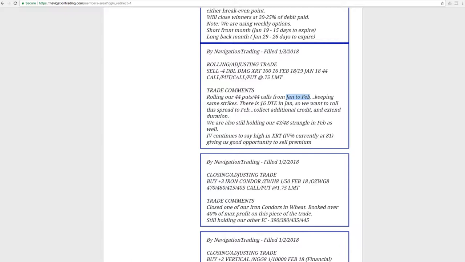With 16 days left to expiration in January, remember on these uncovered options like strangles and straddles, once we get under that 21 days to expiration, the risk or the gamma really starts to accelerate. So we want to lower that risk by rolling out to the next expiration cycle. So we rolled out to February. And as I mentioned, we're also holding the other strangle, the 43.48 in February. IV percentile in XRT continues to stay high. So again, it's another good trading vehicle right now.